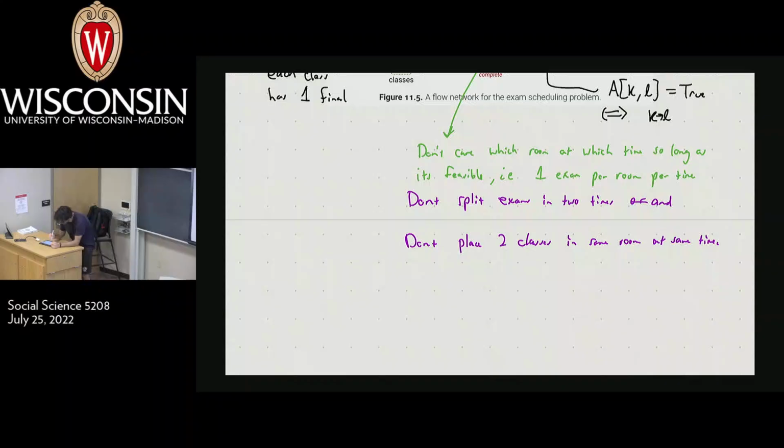So the final algorithm is we compute G prime, then we compute a max flow in G prime from S to T, in ST flow.